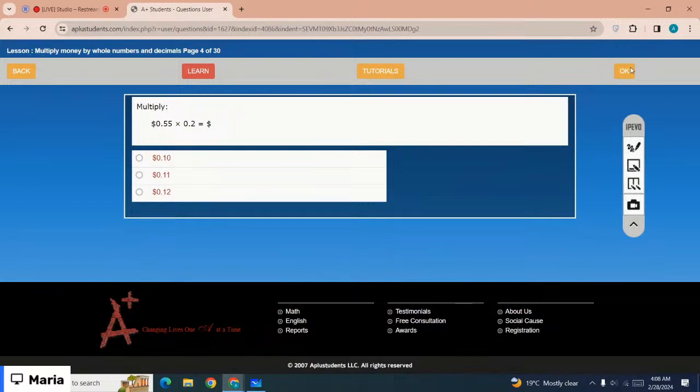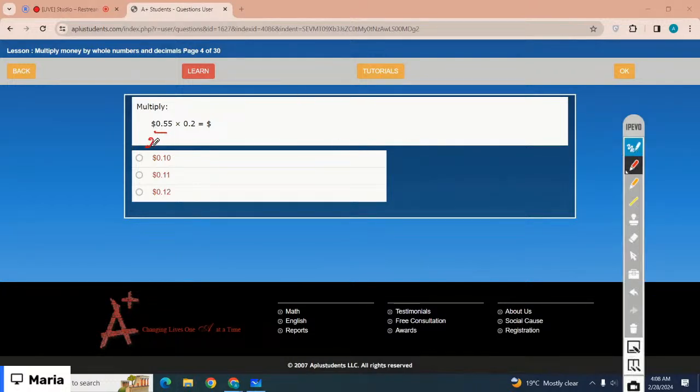Just look at this question, 0.55 times 0.2, right? This one has 2 decimal places, this one has 1 decimal place. The answer must have 3 decimal places. Just multiply 55 times 2. 2 times 5 is 10, 0 and 1 carry. 2 times 5 is 10 and 1 is 11. You need to move the decimal point 3 places to the left: 1, 2, 3. Here you have 0.110. So the correct option is 0.11. I think you got it now. That is 0.11 is the correct option. Got it?